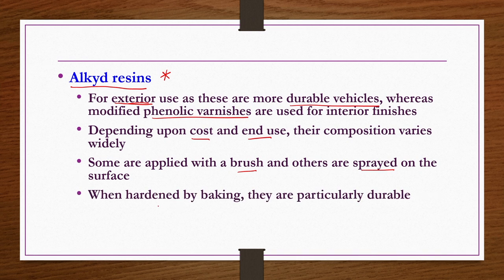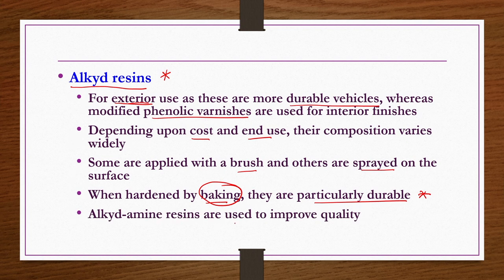And when these alkyd resinous varnishes are dried or hardened by baking, they are particularly durable. If you do the hardening or drying by the baking method, then their durability is better. Alkyd amine resins are used to improve the quality as well. These are a few details about the varnishes and the different types of resins that are used to make them, because varnishes are nothing but a colloidal dispersion or colloidal solution of synthetic or natural resins in some kind of volatile solvents along with the oils.